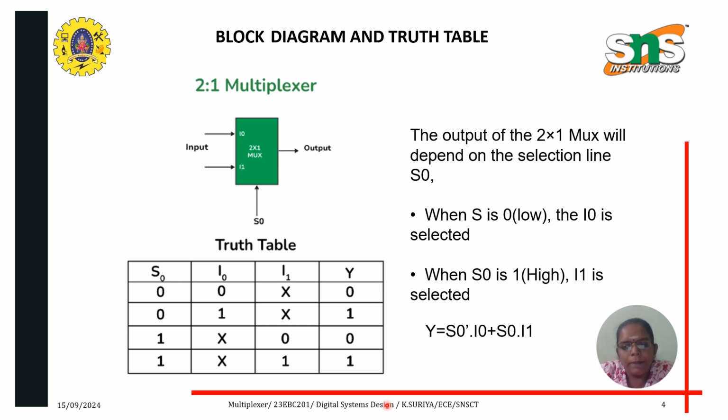So based on this, we can write the expression as Y is equal to S0 bar into I0, since Y is equal to 1 for S0 equal to 0 and I0 equal to 1. We are writing it as S0 bar and I0 plus the other output one is for S0 equal to 1 and I1 equal to 1. So you can write it as S0 into I1. So the expression is Y is equal to S0 bar into I0 plus S0 into I1.